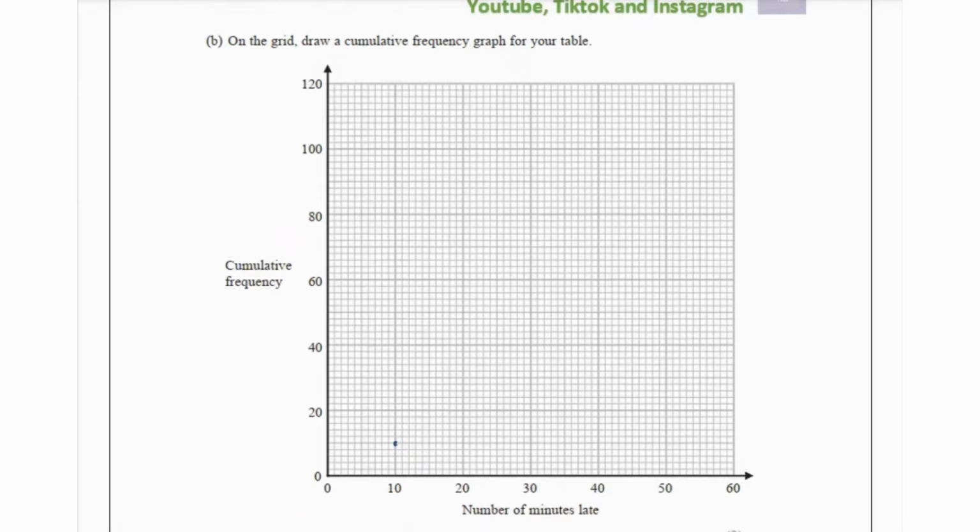20, 26, that's going to be 22, 24, 26 over here. Then 30 and 70, that's going to be here. 40 and 99 is here. And then 50 and 114 is going to be here. And 60 and 120. So now we connect these using a curved line. And that is your cumulative frequency graph.